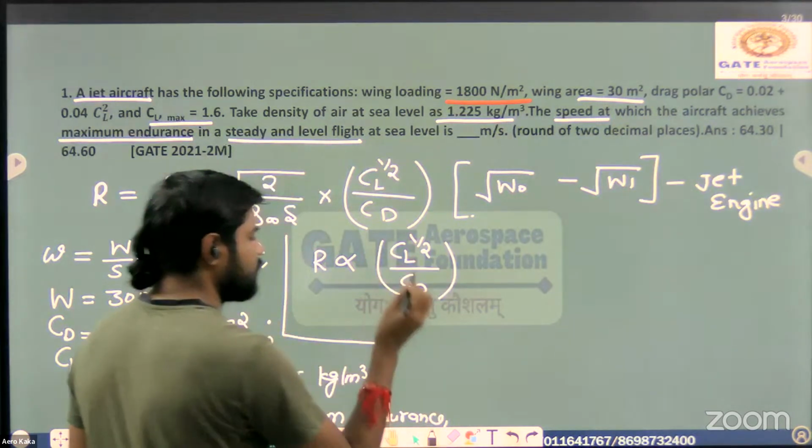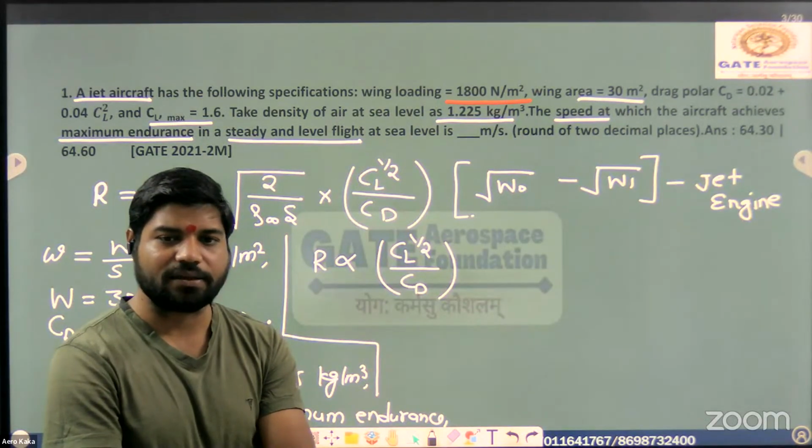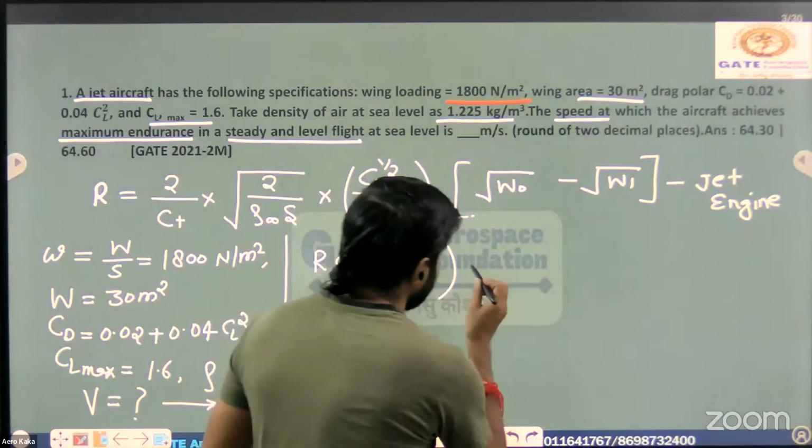Which condition is this? Is it minimum drag condition, minimum power condition, or minimum D by V condition? Which condition is this? Minimum D by V. Minimum D by V condition, right? So you know that very well.